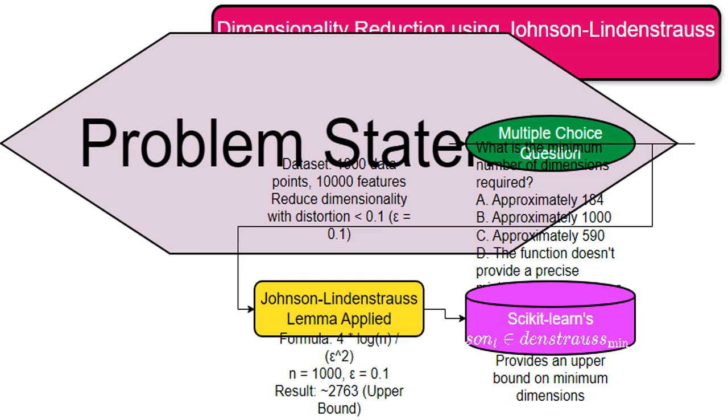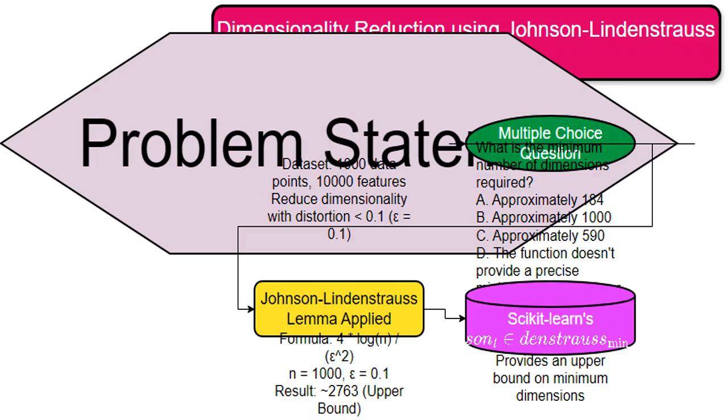I'm tackling a dimensionality reduction problem. I have a dataset with 1,000 data points, each having 10,000 features. My goal is to reduce the number of features while keeping the distances between data points similar. I'll use a technique called the Johnson-Lindenstrauss lemma. I'm allowed at most 0.1 distortion.